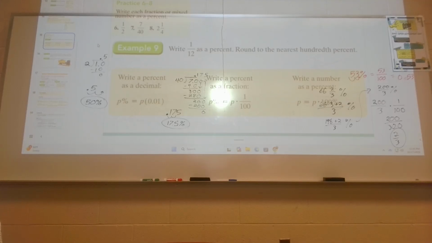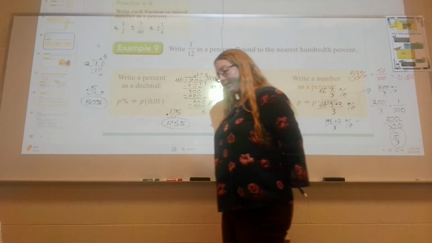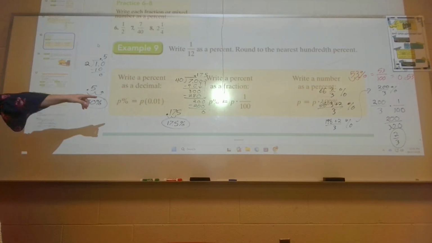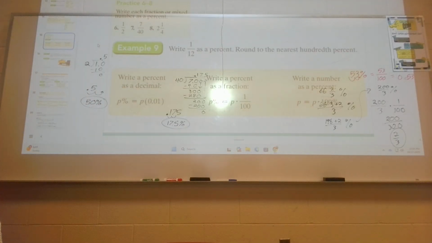When you do 7 divided by 40, you should get 0.175, right? When you convert that decimal into a percent, you move the decimal twice to the right, and it becomes 17.5%.